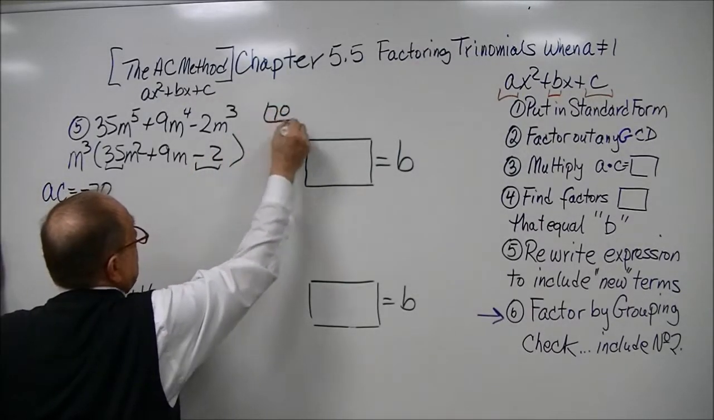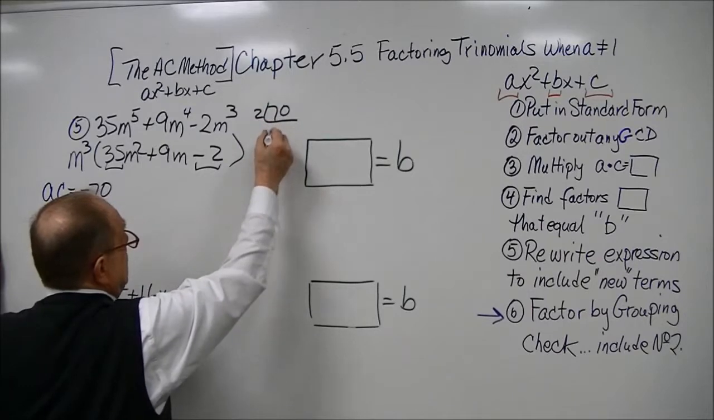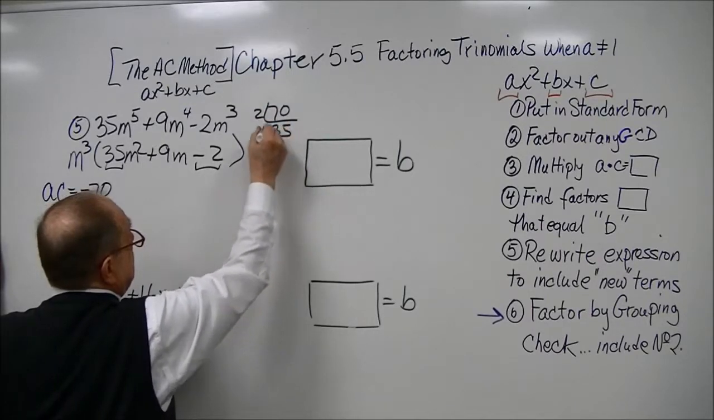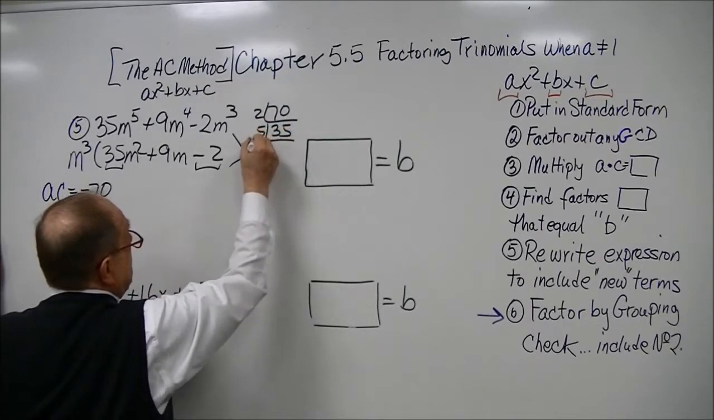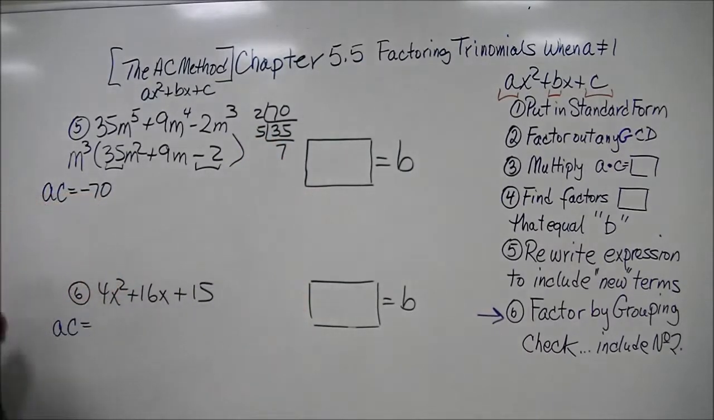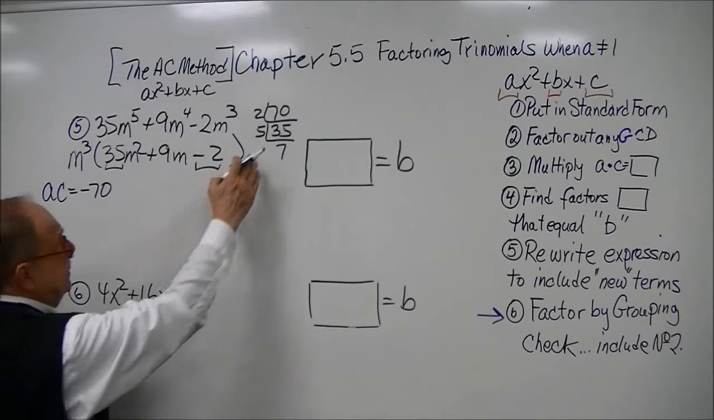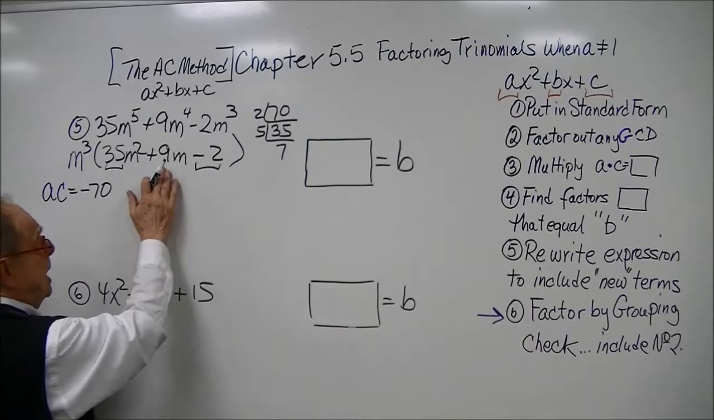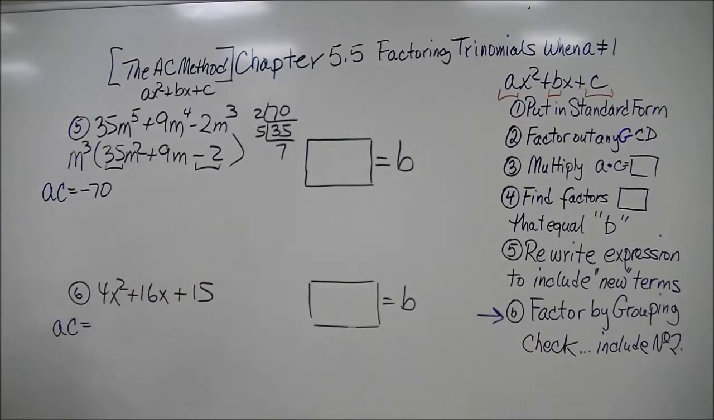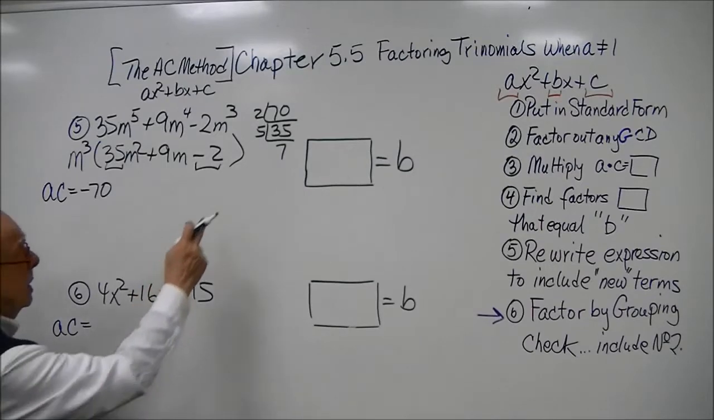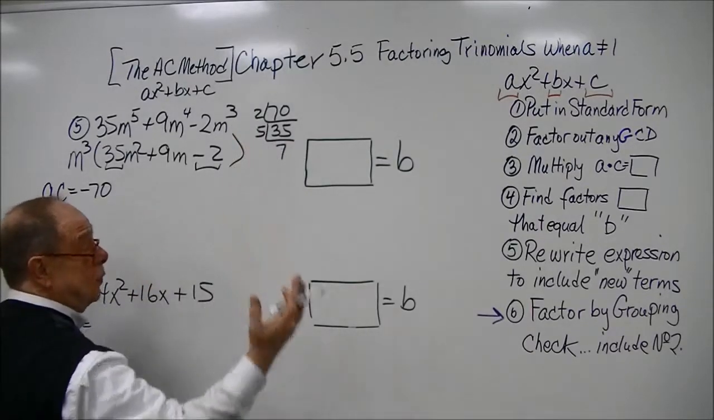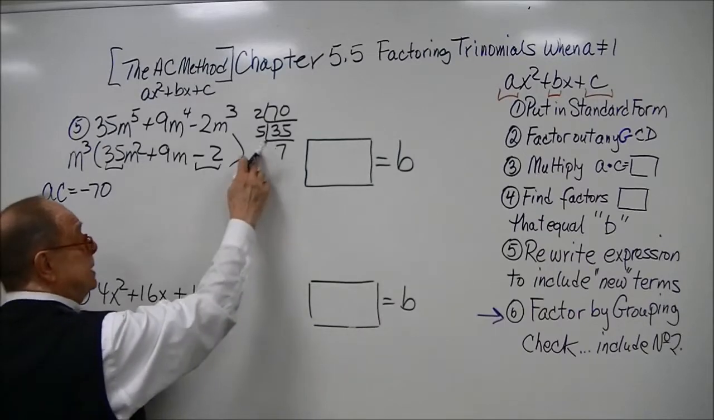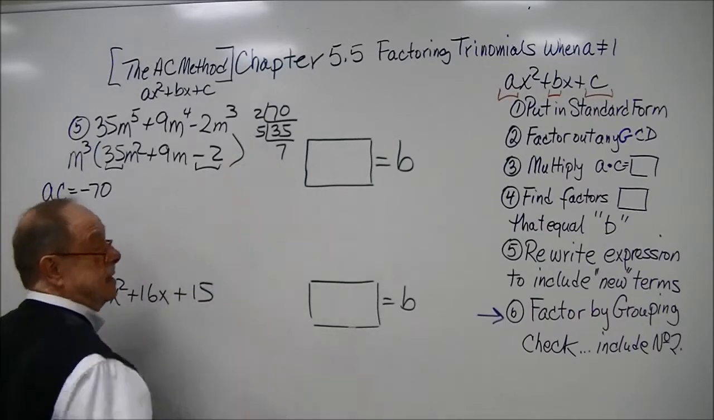70 divided by 2, that's going to be 35. Divided by 5, that's going to be 7. So now we want, out of these factors, a combination that's going to give us a positive 9. Do you see it yet? Well, 2 times 7 is 14. 14 minus 5 is 9.